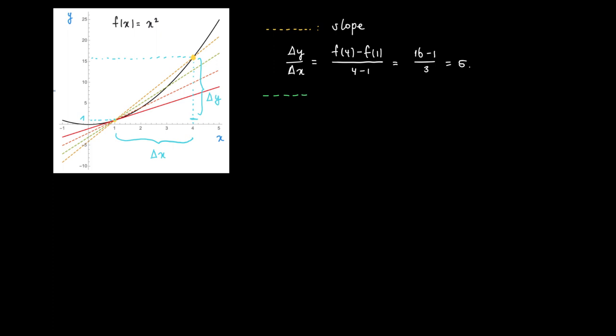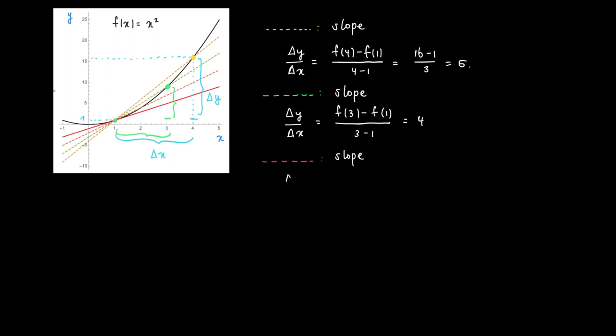So instead of going from 1 to 4, we can go from 1 to 3 and measure the change in y value relative to the change in x value, which will give the slope of the green dashed line. The slope of the green dashed line is delta y divided by delta x, which is f(3) minus f(1) divided by 3 minus 1, which equals (9 minus 1) over 2, which equals 4.